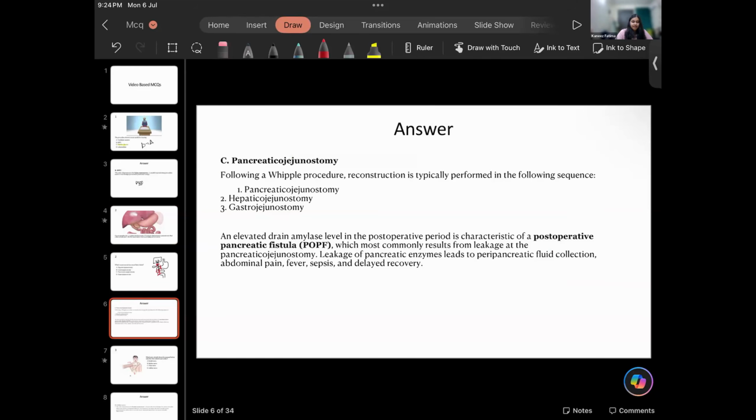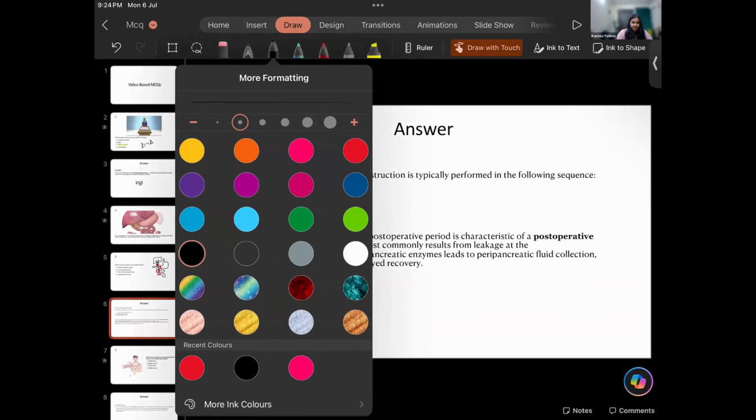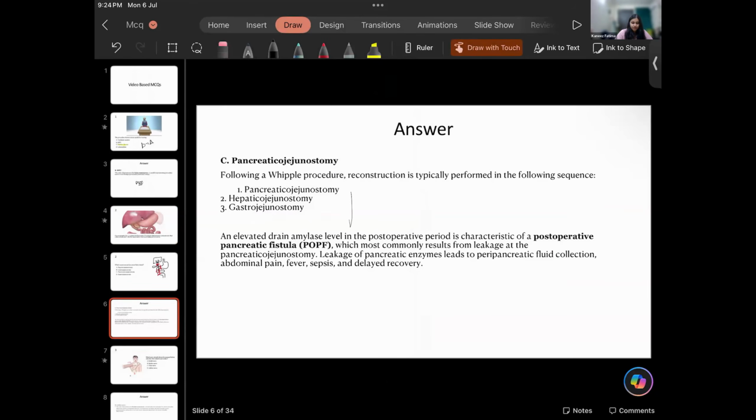Next, the second anastomosis is done in this order. We have pancreatico-jejunostomy. We have hepatico-jejunostomy, that is the common hepatic duct is anastomosed with the jejunum. And then we have a gastrojejunostomy, that is the stomach is anastomosed with the jejunum. So when we go through each of these, if the question has not mentioned the first anastomosis, you also get a clue that the first anastomosis is a pancreatico-jejunostomy.